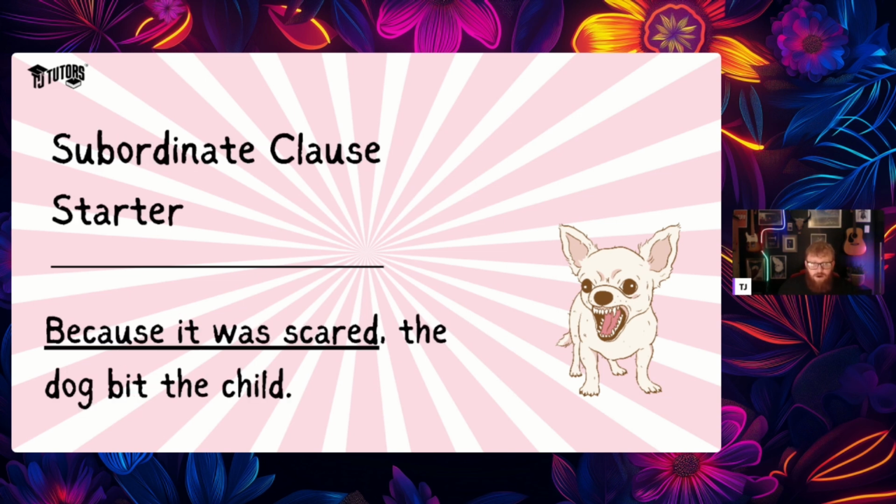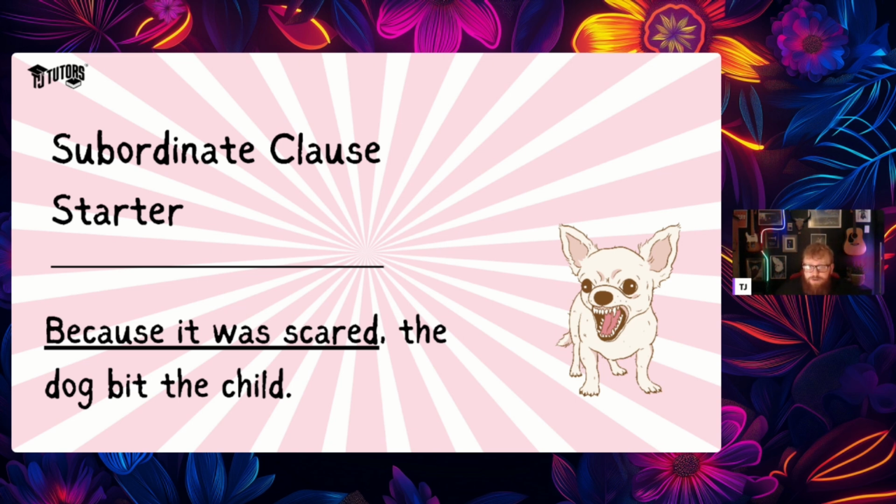Okay, excellent. Now, the next one we're going to look at is subordinate clause starters. You've often probably been told in school you can't start a sentence with because. You can, but it's got to be part of a complex sentence with the subordinate clause at the beginning, followed by the main clause. So you can have because it was scared, comma, the dog bit the child.